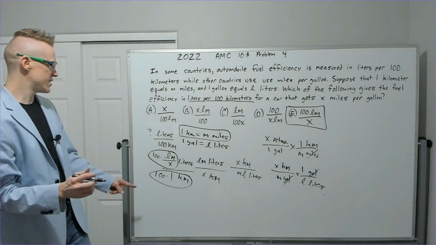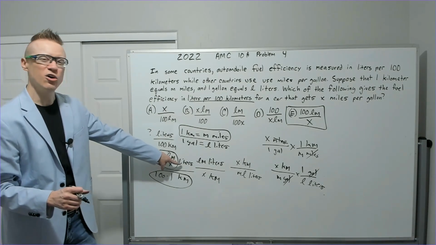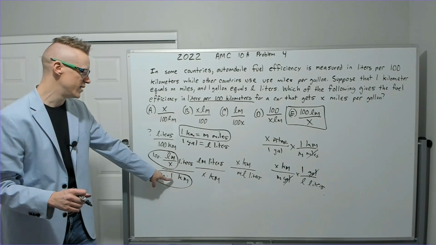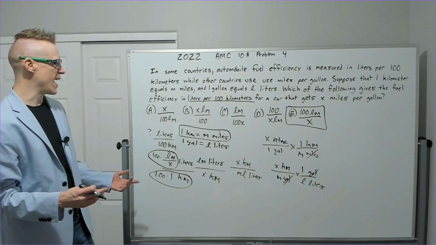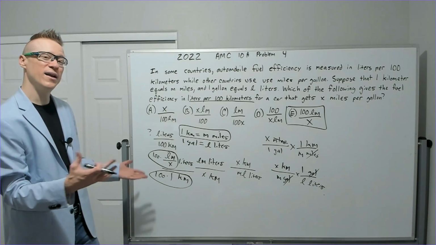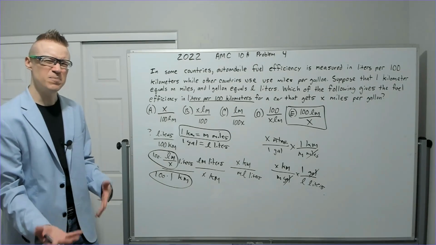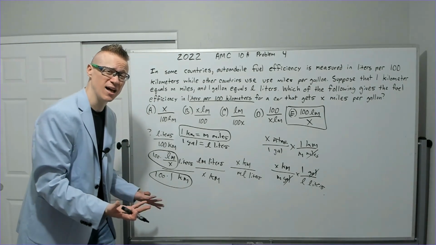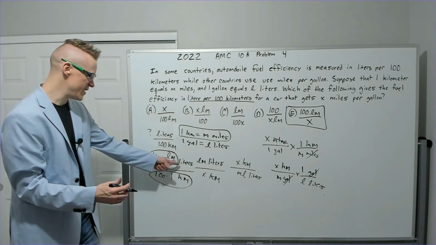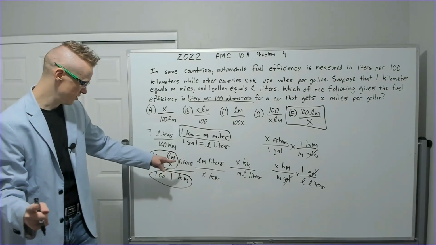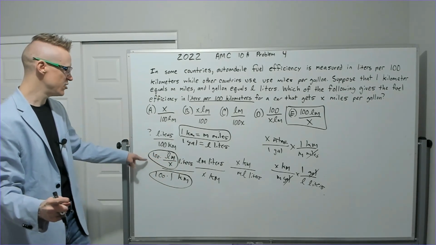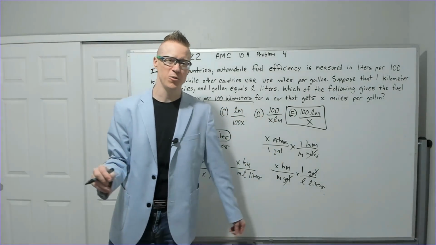You could also say if you use LM over X liters per 1 kilometer, well then think about it. How much would you use per 100 kilometers? Wouldn't it be 100 times that much logically, right? If you're using this much for 1 kilometer and you go 100 kilometers, you'll use 100 times that much. You could also have thought of it that way. Both ways get you E.